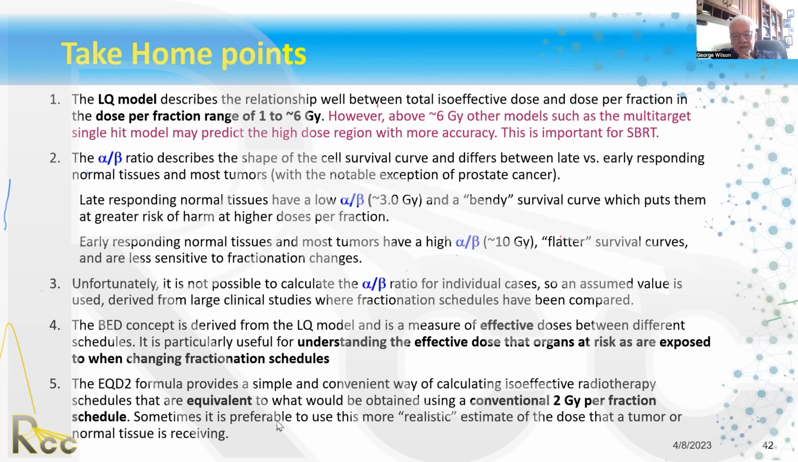And again, sometimes it's preferable to use this because it's a more realistic estimate of the dose. Also, as we mentioned, a lot of the tolerance doses that we know about for normal tissues are really derived from studies which were done at 2 gray per fraction. So it's an easy way of relating a change in fractionation and tolerance of that tissue.